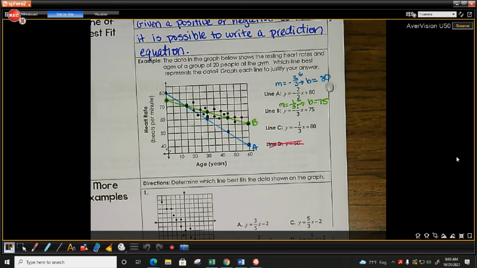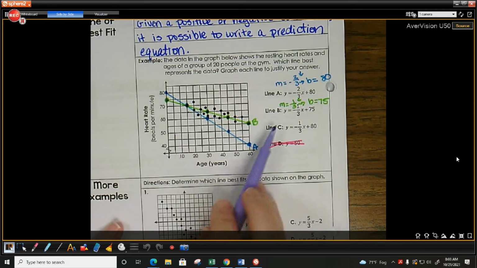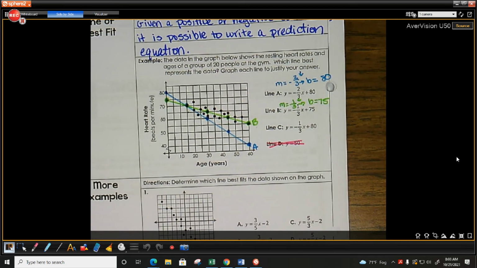Are all the points kind of close to it? Do you have a good amount above it and a good amount below it? Because you wouldn't want all your points to be above the line or all the points to be below the line. Your line of best fit should cut through the data. So you should have some on it, some above it, some below it.